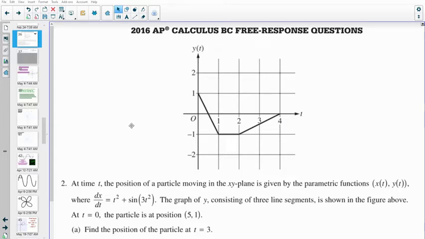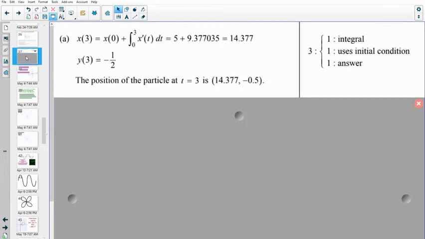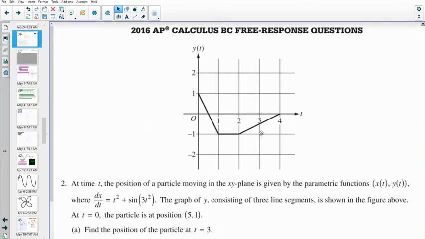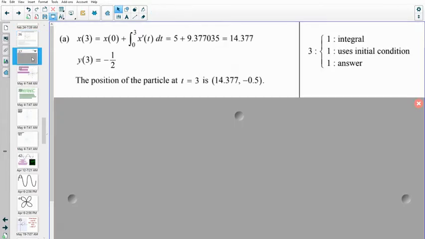So this is the question on the screen that you were looking at, and I'm just going to go straight to the rubric and go through this fairly quickly. Part A said, find the position of the particle at time equals 3. Well, the graph that we were given, this is the y-coordinate of the location, and this isn't y prime, this is actually y. So the y value is just the value that we get by looking at the graph. And because we're looking at line segments, it's safe to assume that between time equals 2 and time equals 4, it's going to go halfway from -1 to 0. So -1/2 for that.